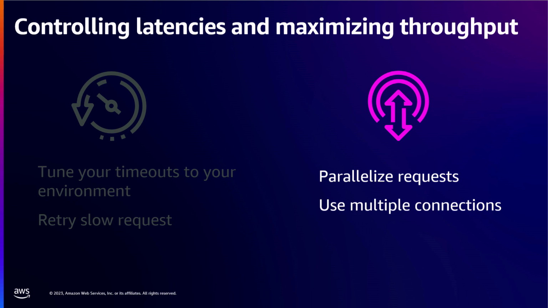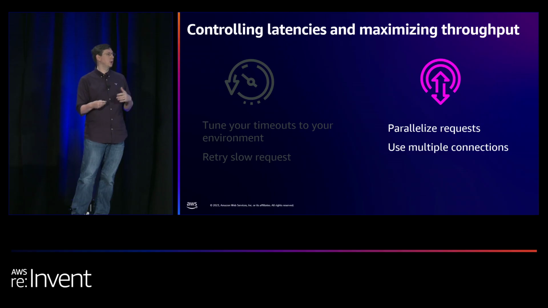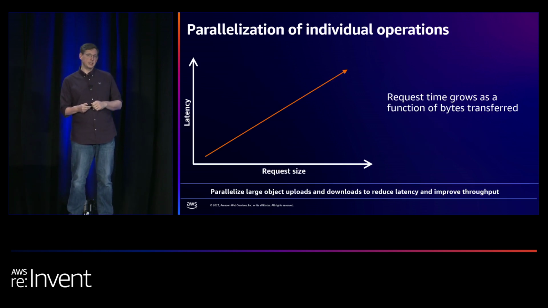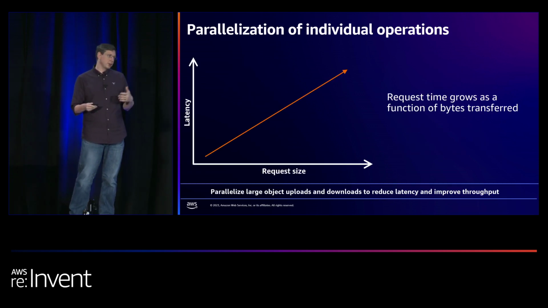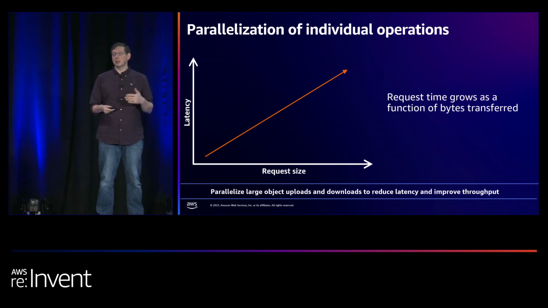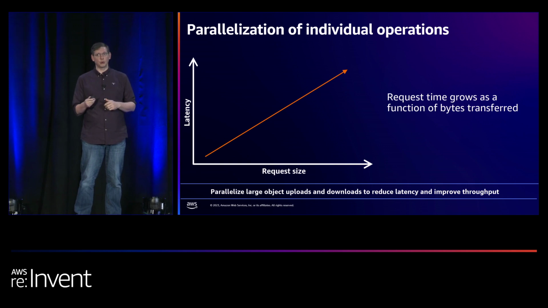The key to maximizing your throughput with S3 is parallelization. We would like to see your applications opening many, many connections to S3 and making multiple parallel requests for objects across those connections. There's one element of parallelization that I want to dig into a little bit in detail. Now, it's somewhat obvious, but as the size of an object grows, the time required to download that object in a single request grows right along with it.